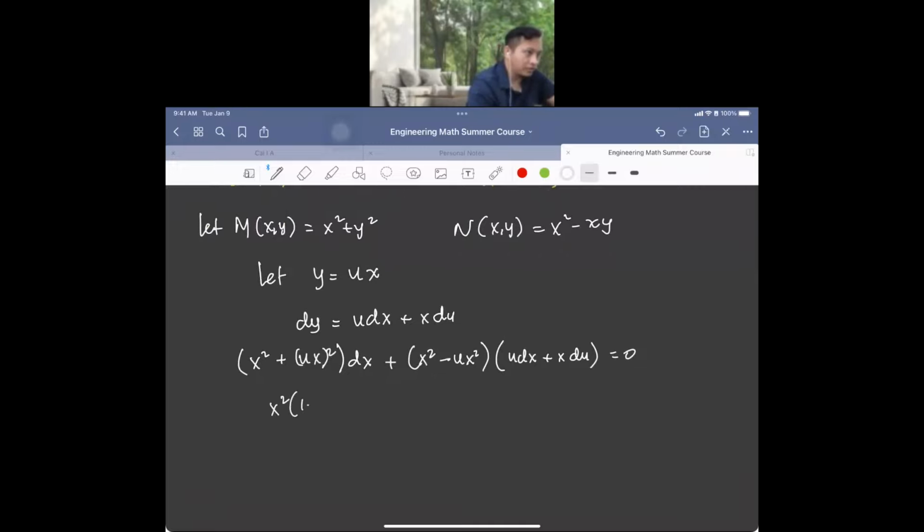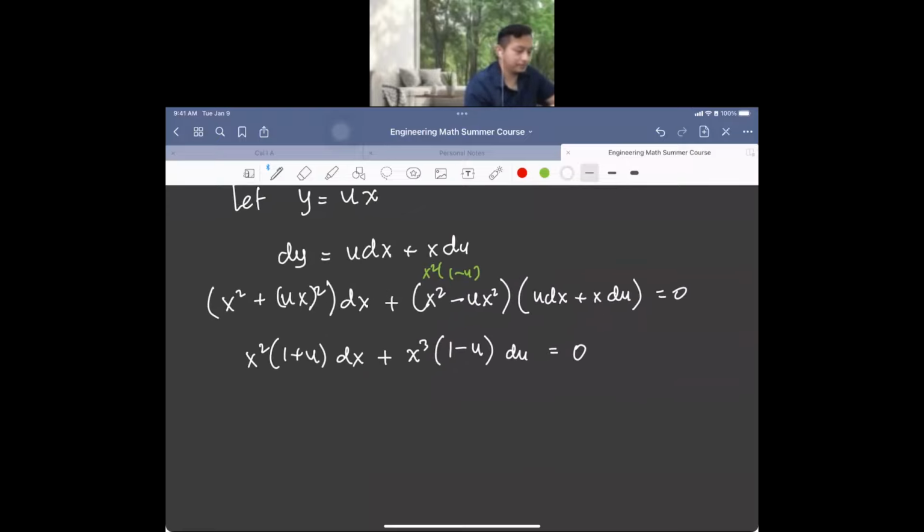So here it becomes x squared (1 plus u) dx plus, this will be x cubed (1 minus u), it's 1 minus u from here, and du, and equal to 0.